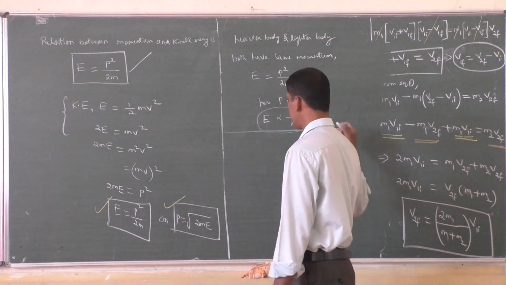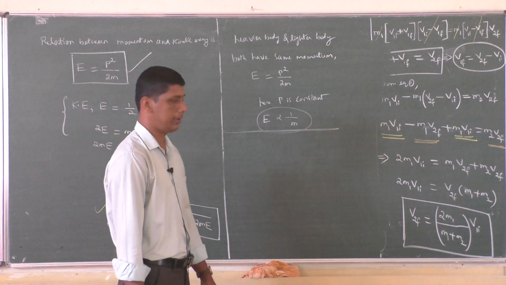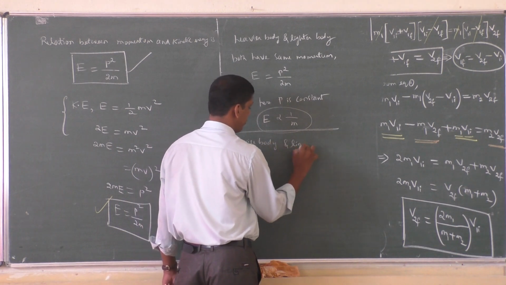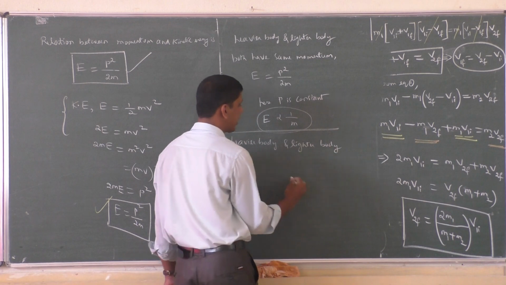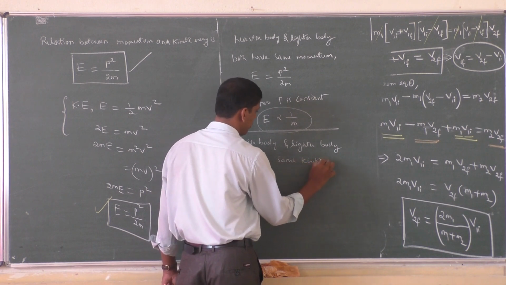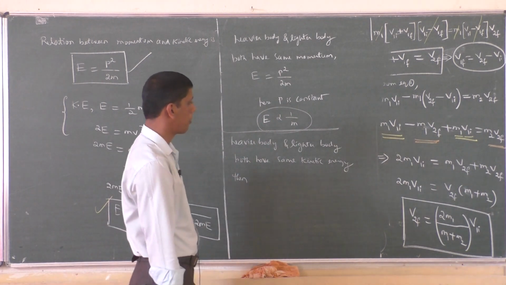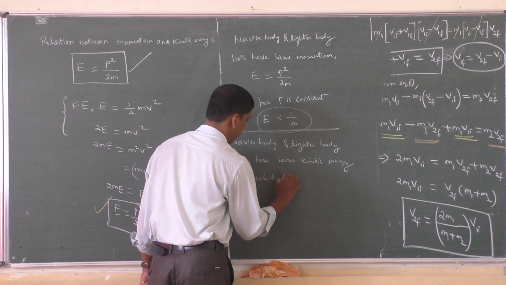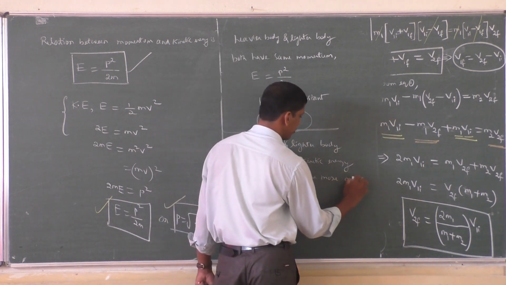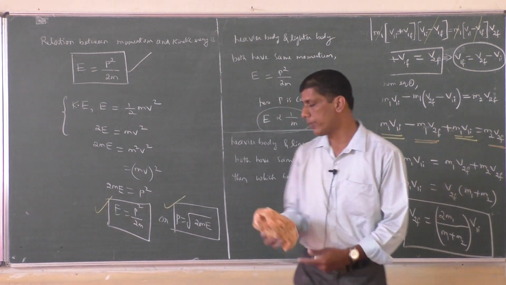Now another question, related to this itself. Suppose we have a heavier body and a lighter body, and both have the same kinetic energy. Another case, heavier body and lighter body. If the heavier body and lighter body both have the same kinetic energy, then which body will have more momentum? So the question is like this, which body will have more momentum?